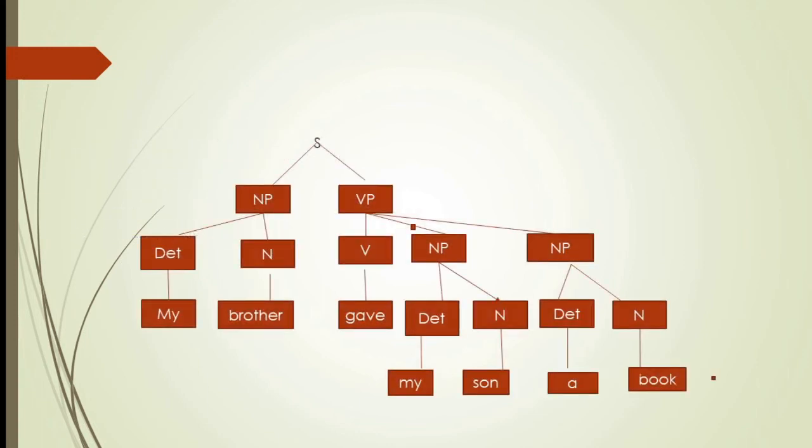Sentence divided into noun phrase, verb phrase. Noun phrase divided into determiner noun. Verb phrase divided into verb plus noun phrase plus noun phrase. Noun phrase again divided into determiner plus noun. Again you have one more noun phrase which is divided into determiner plus noun. So you have the labeling: my, which is a determiner, brother, noun, gave is the verb, my determiner, son noun, a is a determiner, book is the noun. So that is the tree diagram for the PS rule.